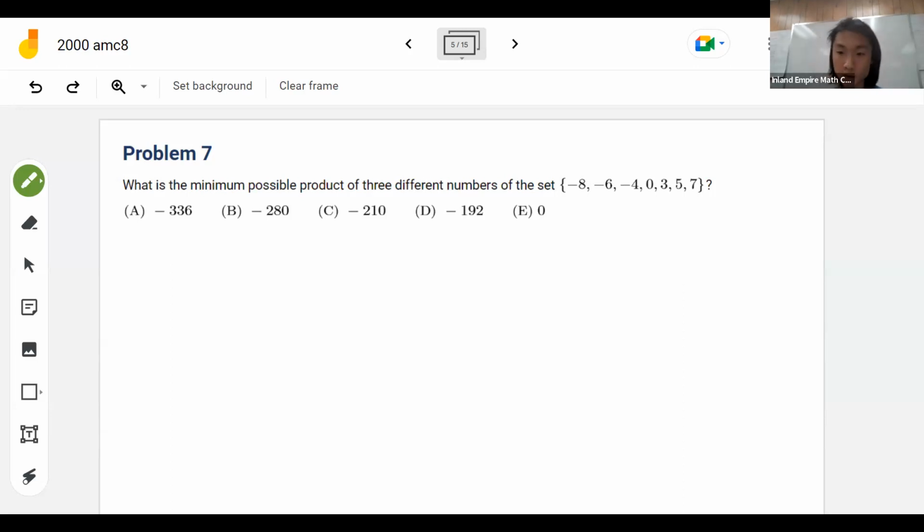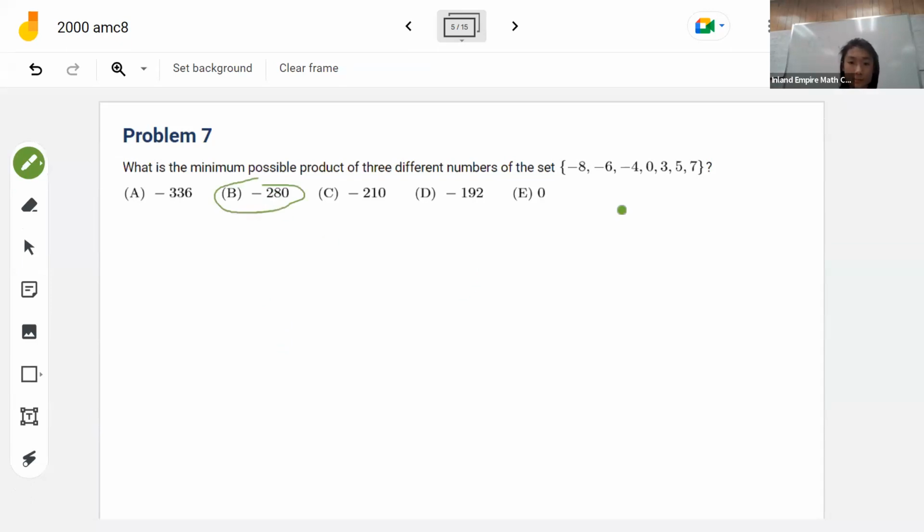All right, so it's been around 2 minutes. Let's take a look at how to solve this problem. The correct answer is B, -280. We're looking for the minimum possible product of 3 different numbers from the set. Taking a look here, we have a few negative numbers and a few positive numbers, right? First of all, we want the minimum number.